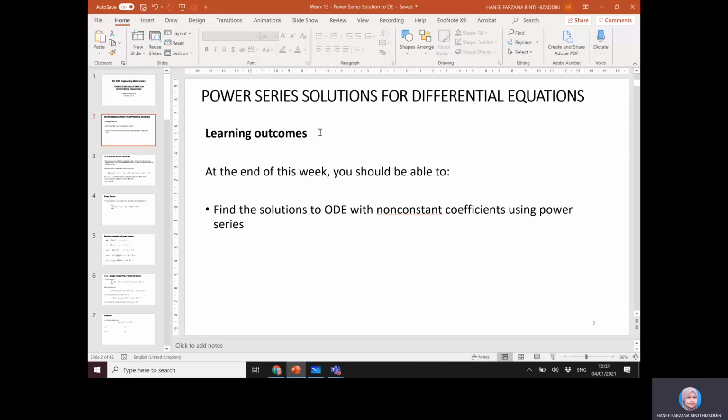Previously, you have been able to solve ODEs with constant coefficients using the method of undetermined coefficients, variation of parameters, or for simpler ones, you can separate the variables and so on. But in this case, we want to work on ODEs with non-constant coefficients using the power series method.